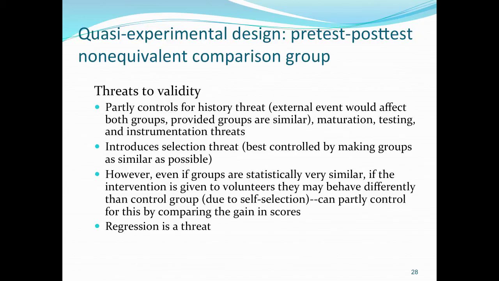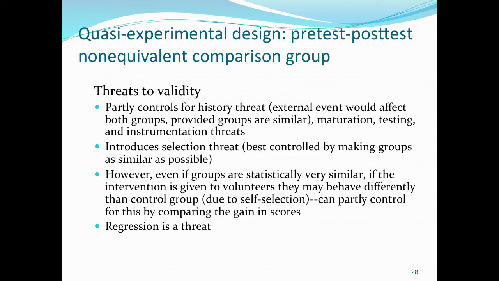So what this does introduce is, however, a selection threat, which again, if you recall, is the threat that these groups are actually different to begin with. They're fundamentally different, and a group that is stronger or weaker on a particular variable that you care about may perform better even without the program. We control selection threat best by randomizing, but if we can't do that in these quasi-random designs, we want to ensure that the groups are as similar as possible.